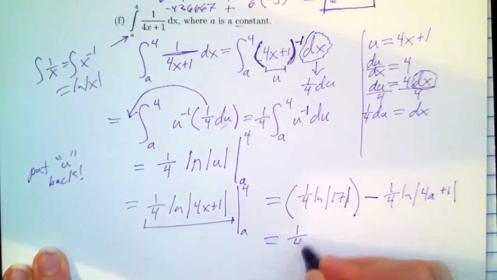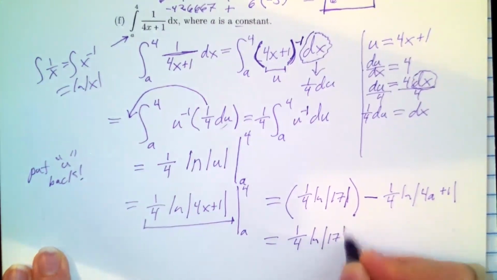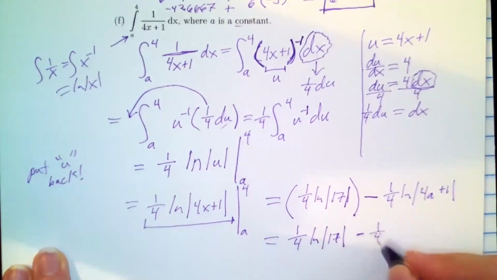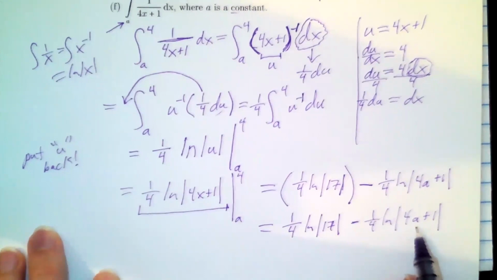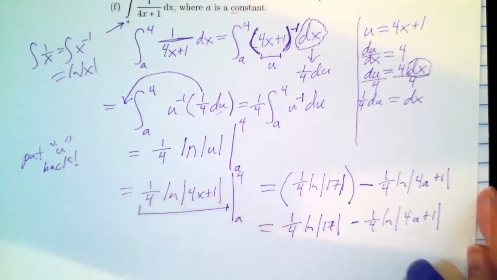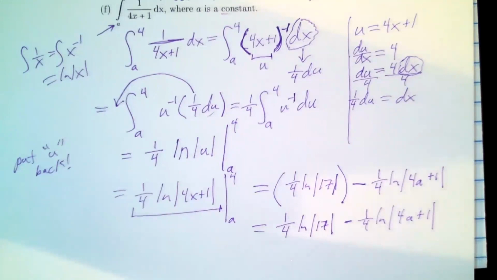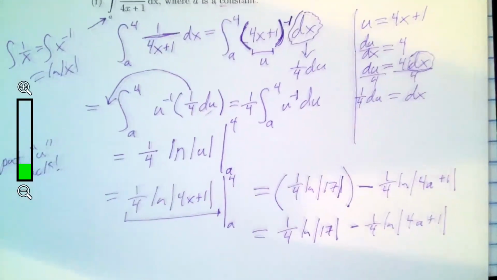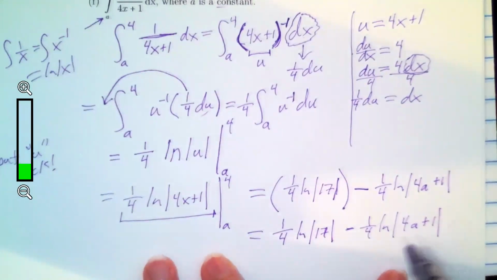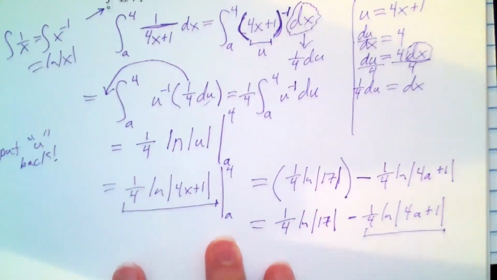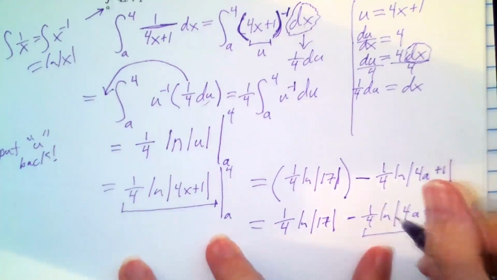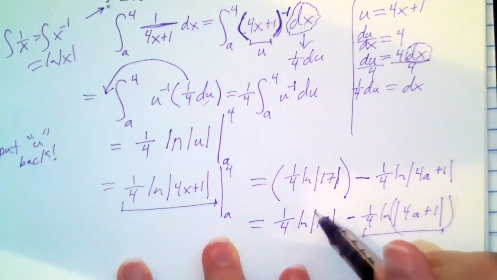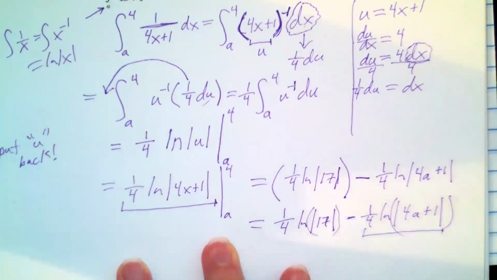So my result is 1/4 ln of 17 minus 1/4 ln of 4a plus 1. Since I don't actually have a value for what a is, I can't actually solve for this. You could punch out the 1/4 ln of 17 if you liked, but I wouldn't bother with it since ultimately you can't even punch this out anyway. So I would leave this as it is. This is my result: 1/4 ln 17 minus 1/4 ln of 4a plus 1. And then we're done with this problem.